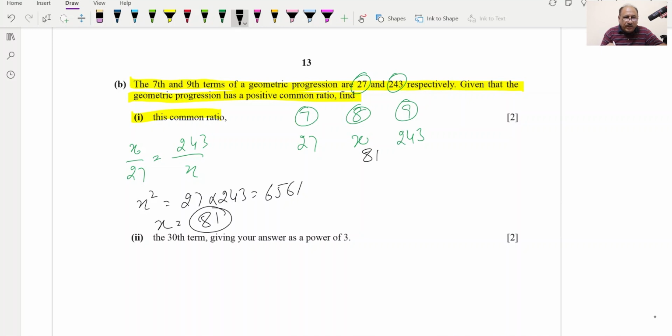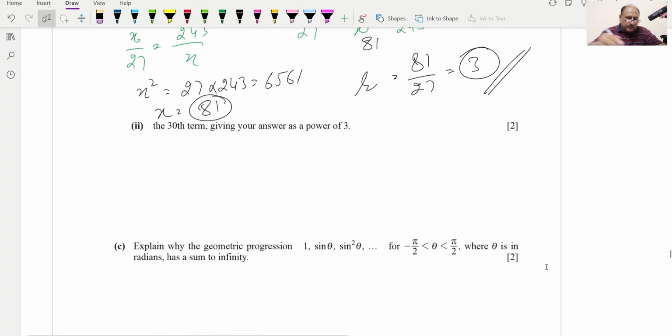Now we need to find r value. R value will be equal to 81 over 27, which is equal to 3. So r value will be 3. Hopefully you understood this. This was a 2-mark question. Now second part, the 30th term, giving your answer as a power of 3. So 30th term is required.